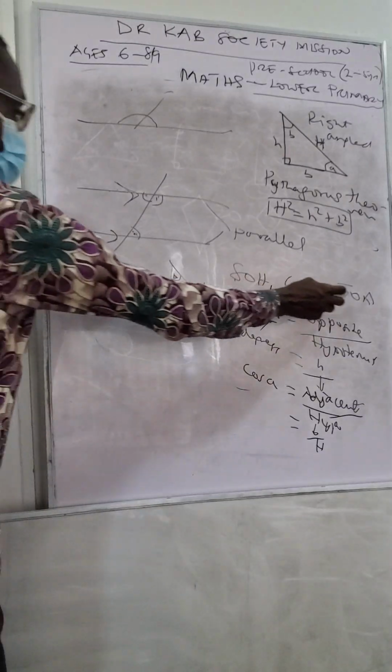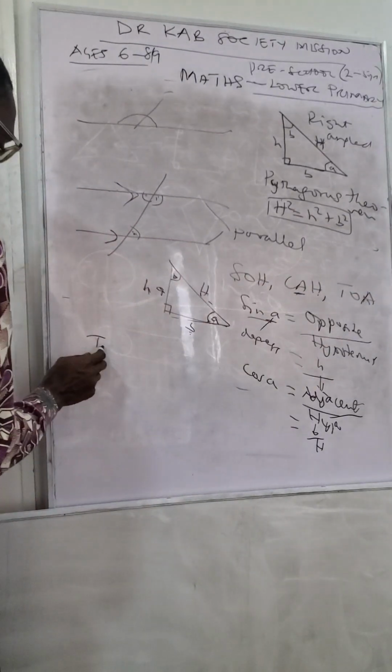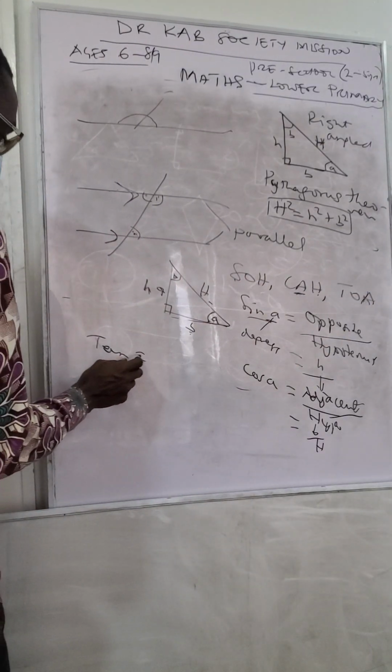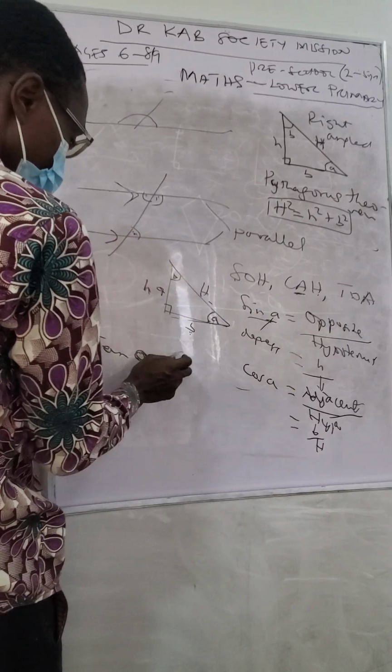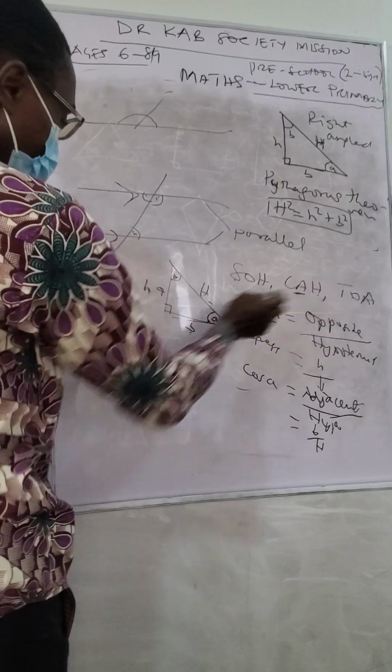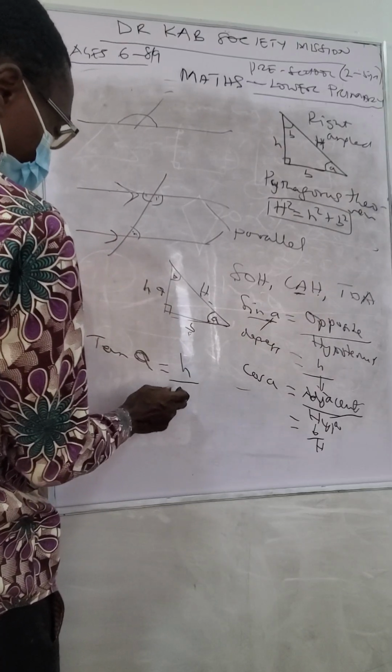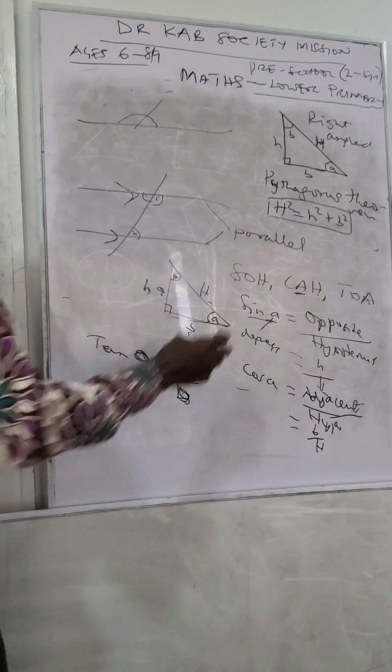Then the last one, tan, the tangent. Tan A is equal to what? Opposite, which is h, over adjacent B. Okay, so these ones you must note here.